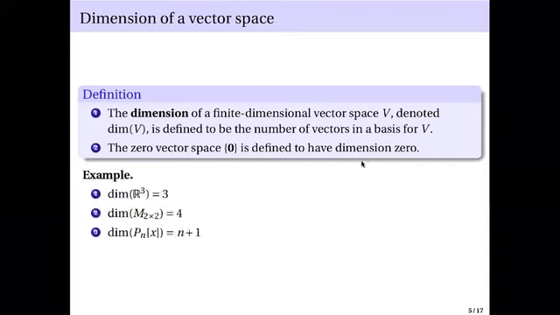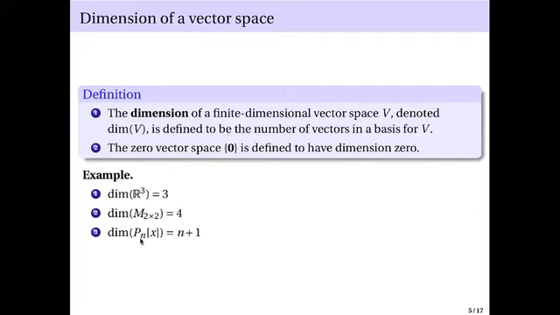So for example, the dimension of the Euclidean space R3 is 3. That's why I always say this is the 3-dimensional space, and R2 I always say is the 2-dimensional space. Now, the dimension of M22, we've seen that a basis has 4 elements. So the dimension of M22 is equal to 4.